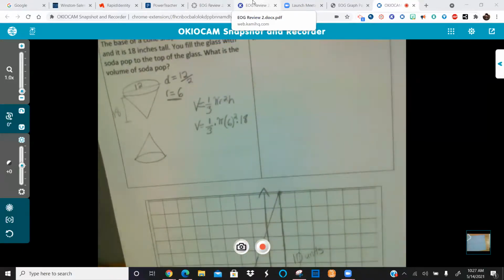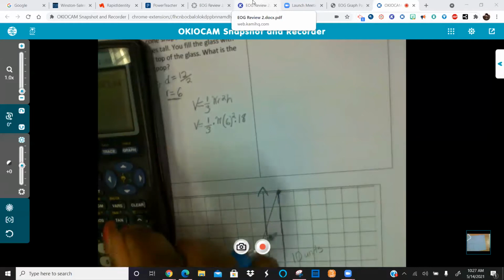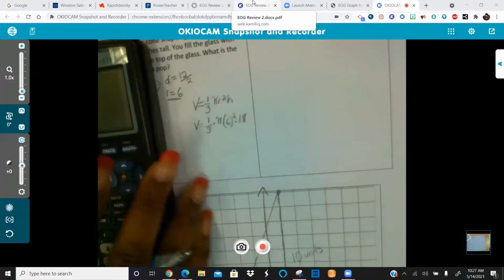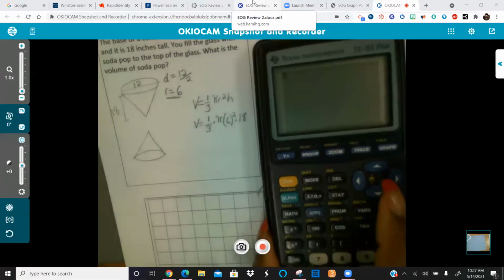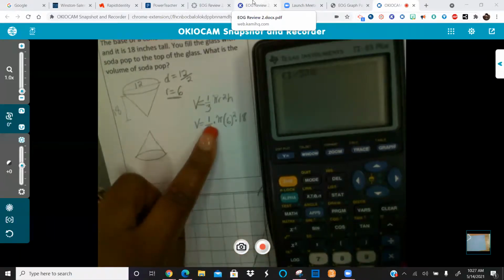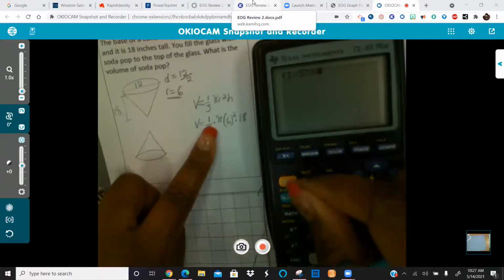So let's do this together. To type in the fraction 1/3, I'll show you how to do that. I'm going to do parentheses 1 divided by 3. Then I'm going to type in times pi, which is second.